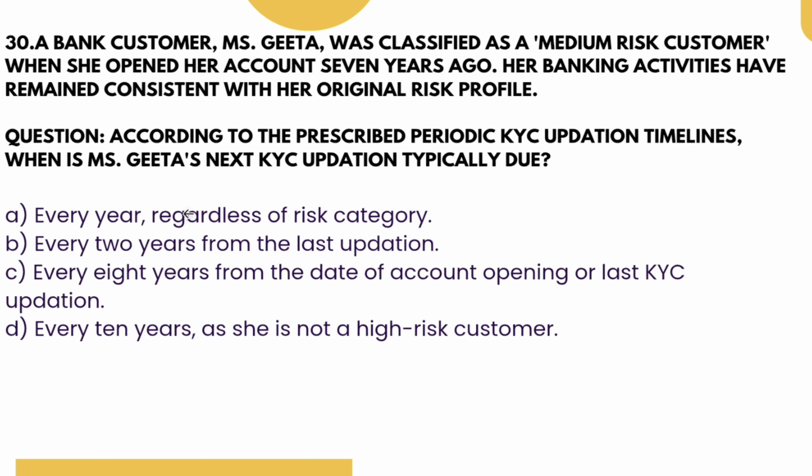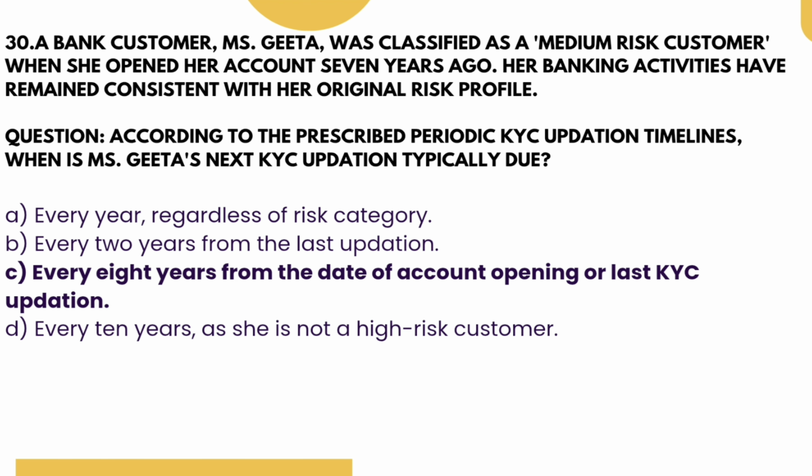So the options are: A, every year regardless of risk category; B, every 2 years from the last update; C, every 8 years from the date of account opening or last KYC update; and D, every 10 years as she is not a high risk customer. The answer is going to be C, every 8 years from the date of account opening or last KYC updation. Remember, high, medium and low risk have different periodicity to renew or update the KYCs.